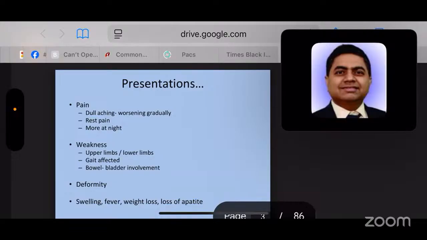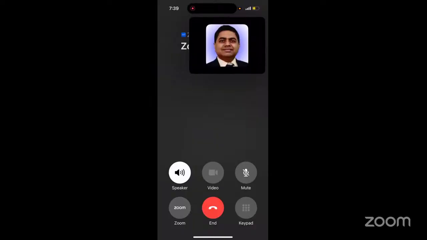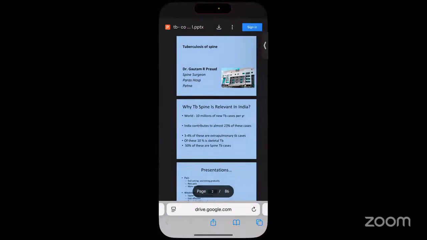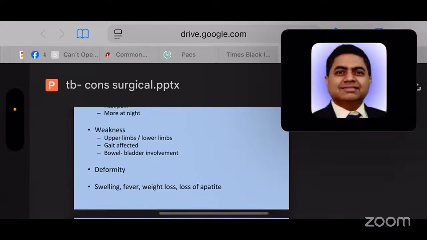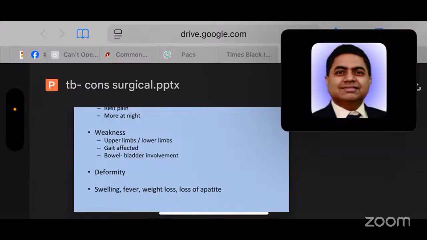Another important complaint of the patient would be deformity. Whether it is active TB or TB which has healed in the past, that can present as deformity of the spinal vertebral column. Along with this, the minor symptoms would be swelling. The abscess can present as a swelling which can be firm to begin with, and fluctuation can be present. Other symptoms such as fever, weight loss, and loss of appetite may or may not be present. Weight loss is not an important criterion to be always present in spinal tuberculosis.